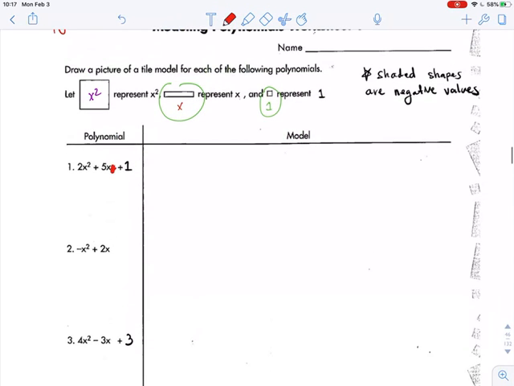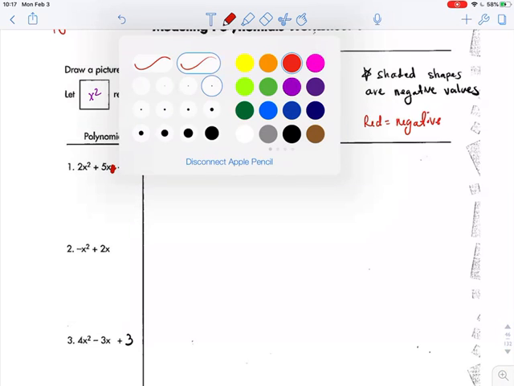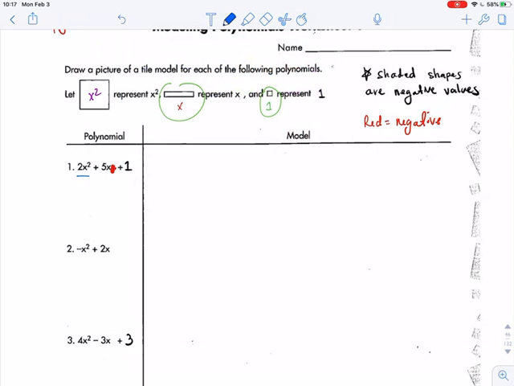So a couple side notes. It says shaded shapes are negative values. I'm going to use red shapes. Red equals negative. Okay, red is negative values. Okay, so this one is 2x squares, 5x's, and a 1.